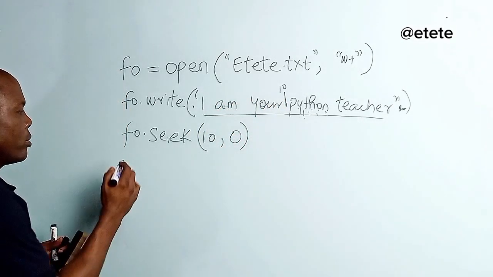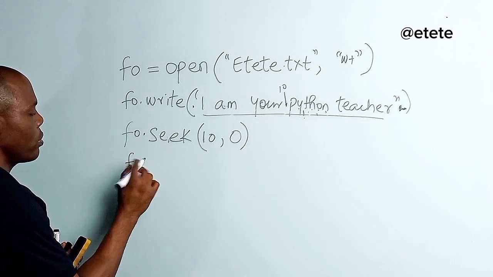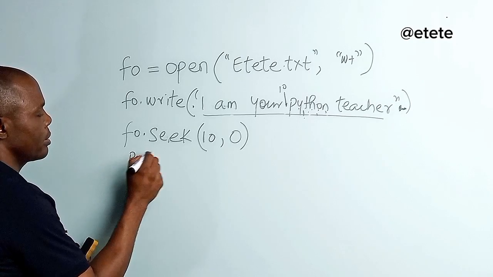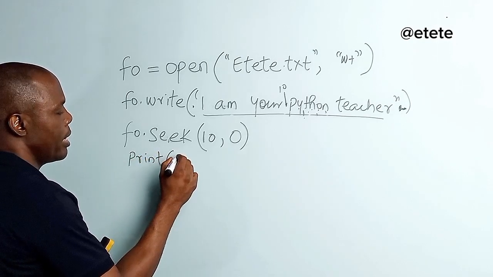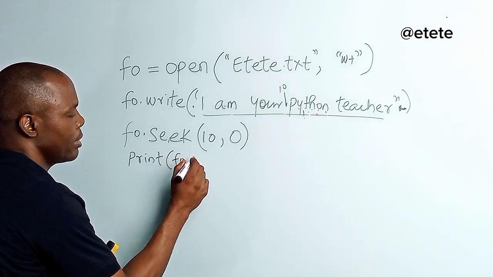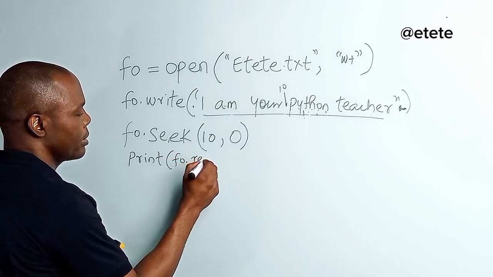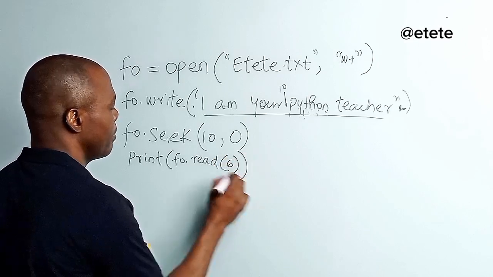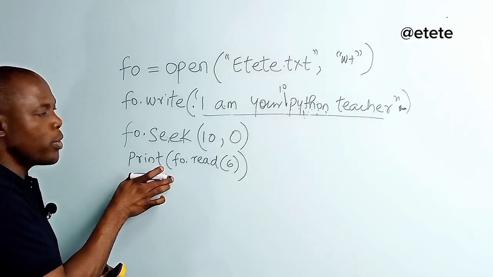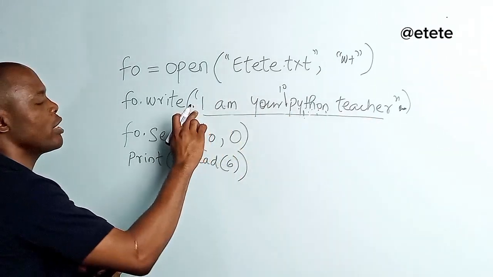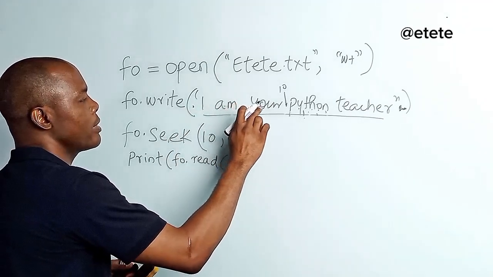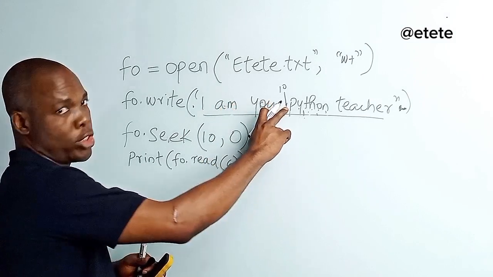Now I am going to say FO. Let me give it to the print function. I'll say print, then FO dot read, then 6 characters. So this one, what will it do? Now the cursor will come back to this place, and then it will count 1, 2, 3, 4, 5, 6, 7, 8, 9, 10. The cursor will be here.